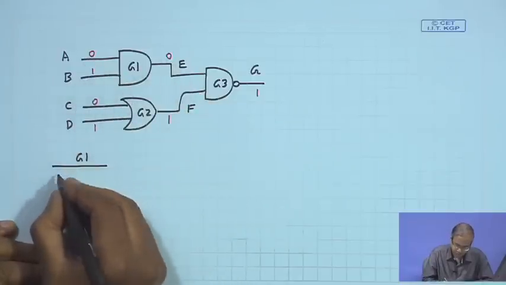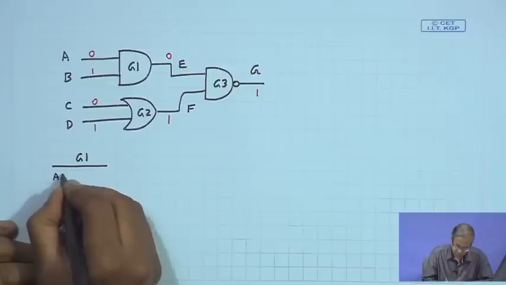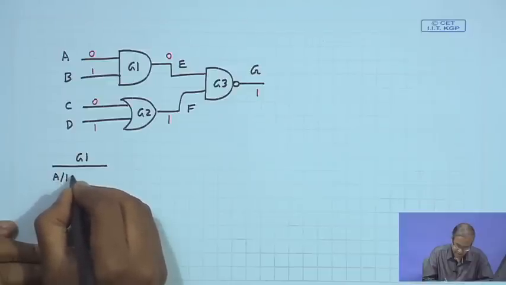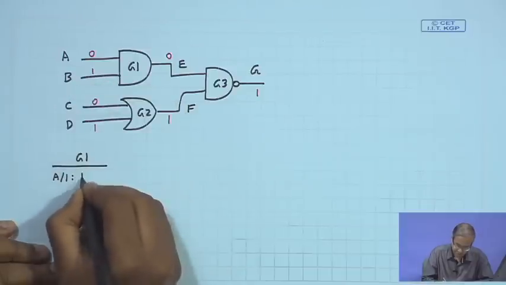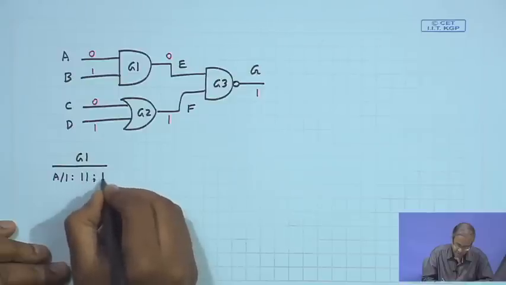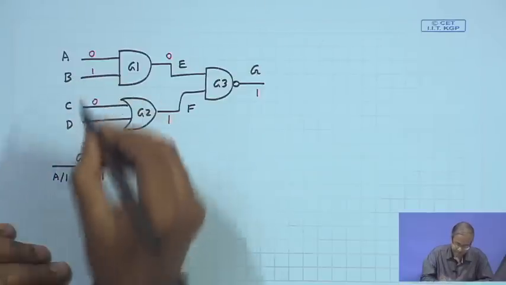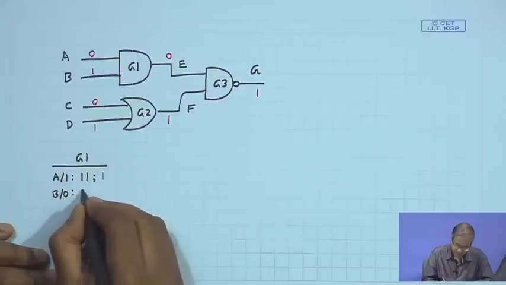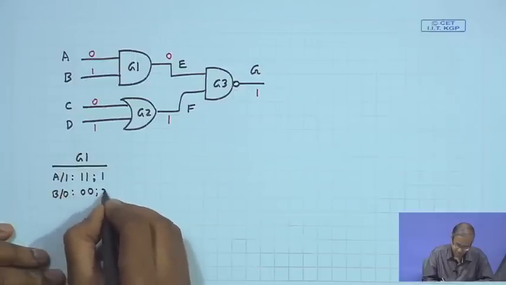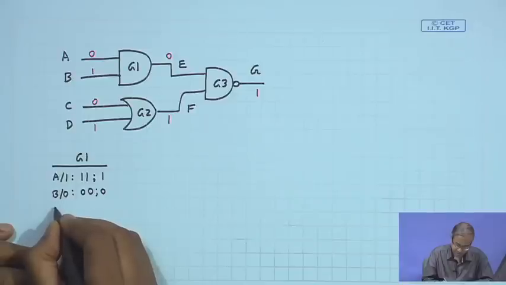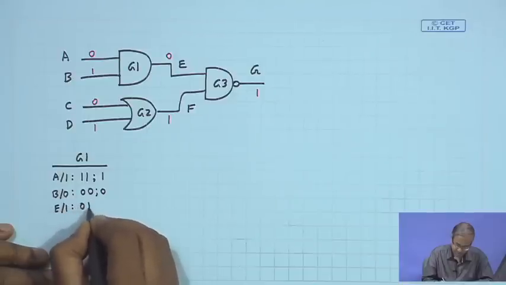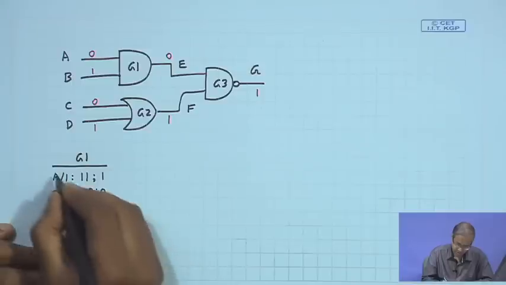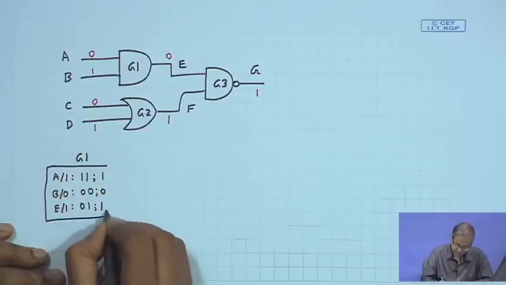So, what will the fault list contain? One fault will be A stuck at 1, for which the inputs will be 1 1 and the output will also become 1. Second fault is B stuck at 0, input is 0 0, output is 0, and third one is E stuck at 1. So, input is 0 1, output will be 1. This is the fault list for gate G1.